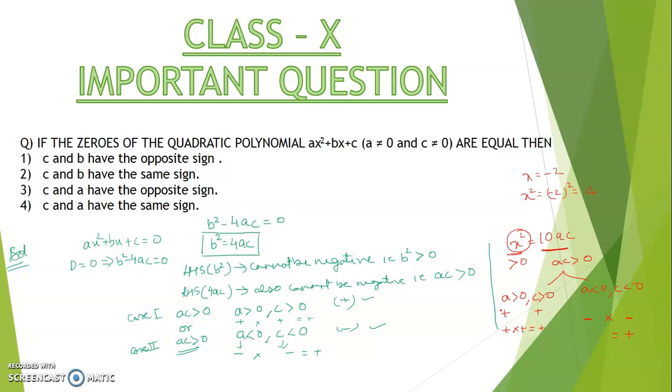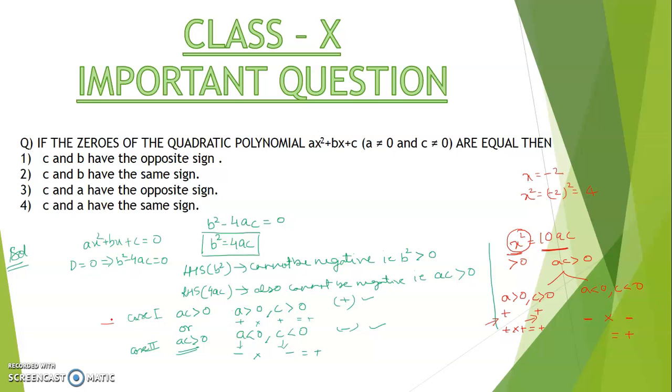This means the sign in both the cases of A and C are same. A greater than 0 will be positive, C greater than 0 positive. Same sign. See here, A is also negative and C is also negative. Same sign. This means the option is asking: C and B have the opposite sign? No. C and B have the same sign? No. C and A have the opposite sign? No. And C and A have the same sign. So we have checked that A and C have the same sign.